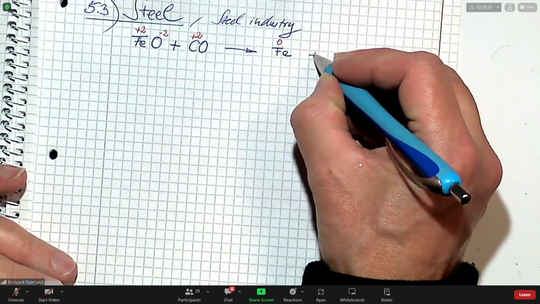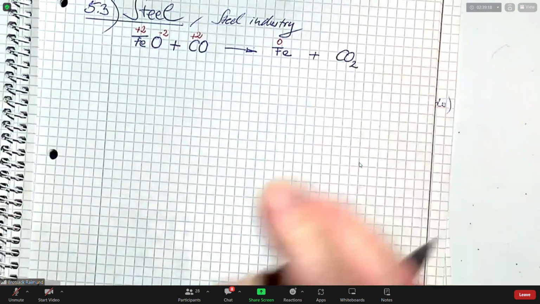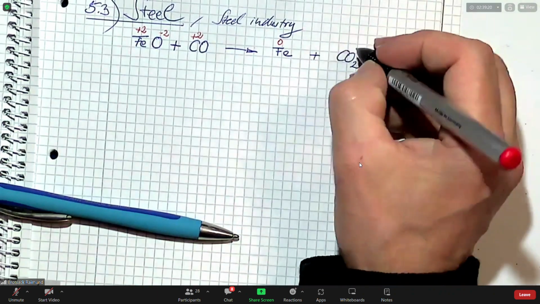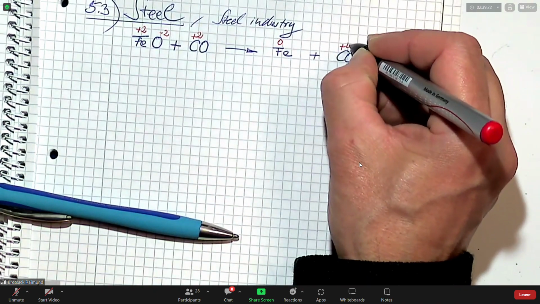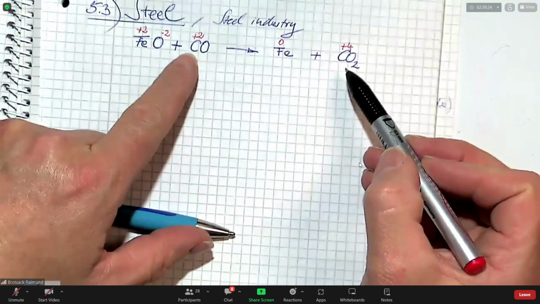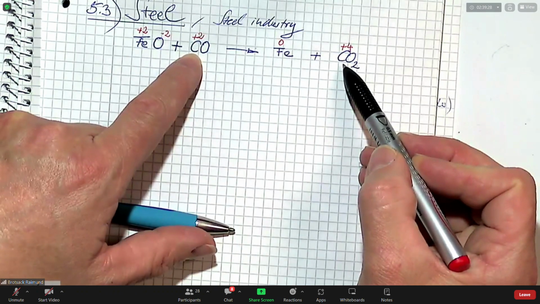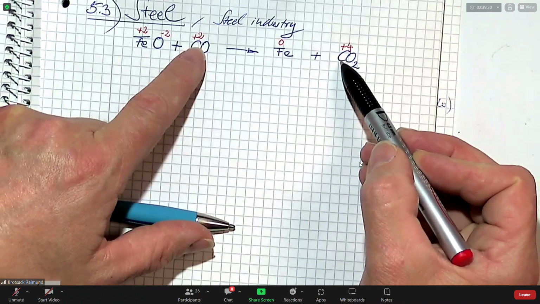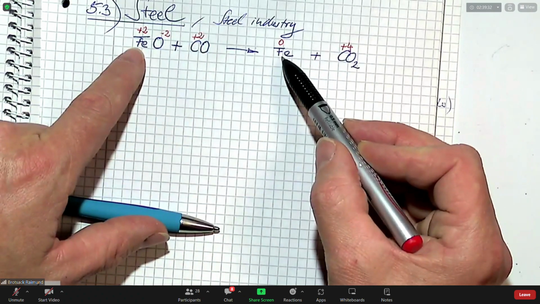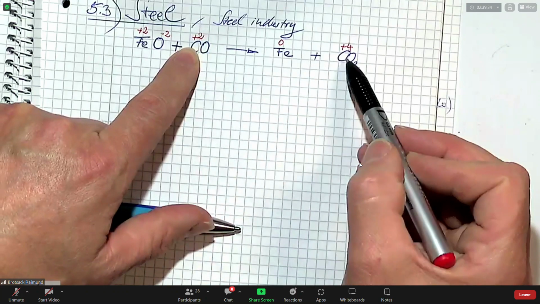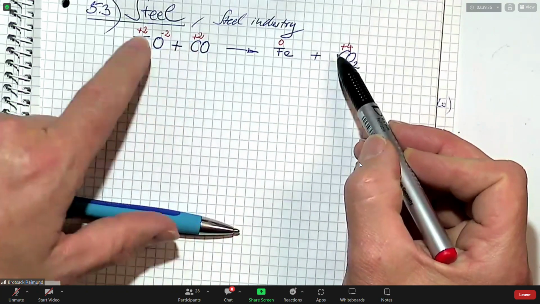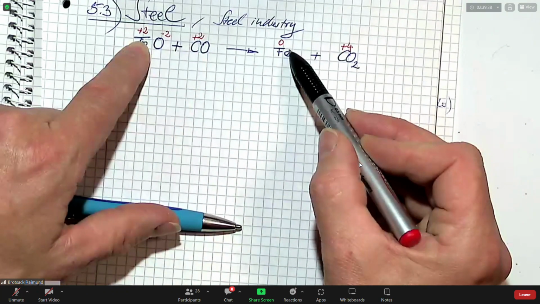Yes, so we create CO2. What's the oxidation number of carbon in CO2? +4. So what is happening here from +2 to +4? Is it an oxidation or reduction? So here we have the oxidation, here we have the reduction. Here we spend 2 electrons, here we need 2 electrons.